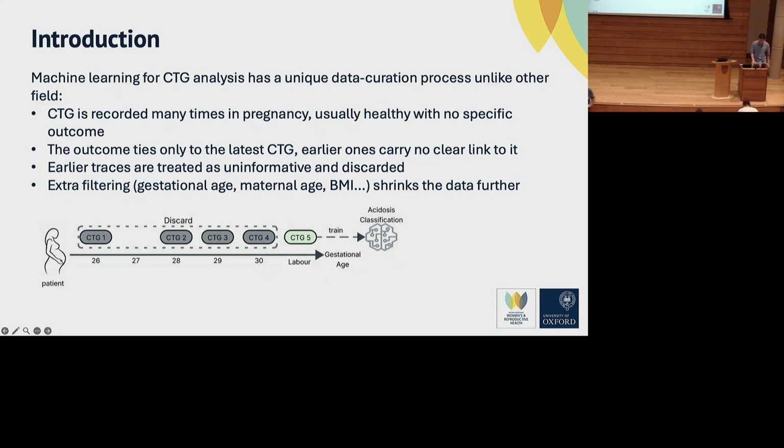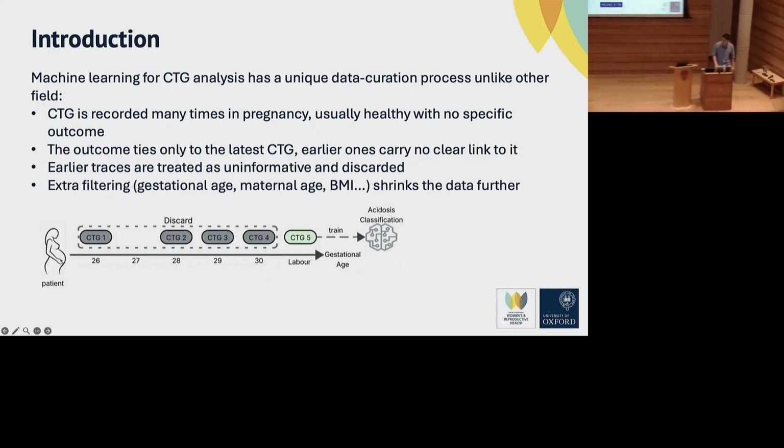no specific outcome. For the CTG showing fetal distress or pregnancy with adverse outcome, usually only the latest CTG is tied to the outcome, since the condition may not have manifested in the earlier traces yet. So researchers often treat earlier traces as not useful and generally discard them during the creation of their data set. In addition to that, they often apply extra filtering steps such as restriction to specific gestational age and maternal age, further shrinking the data set.